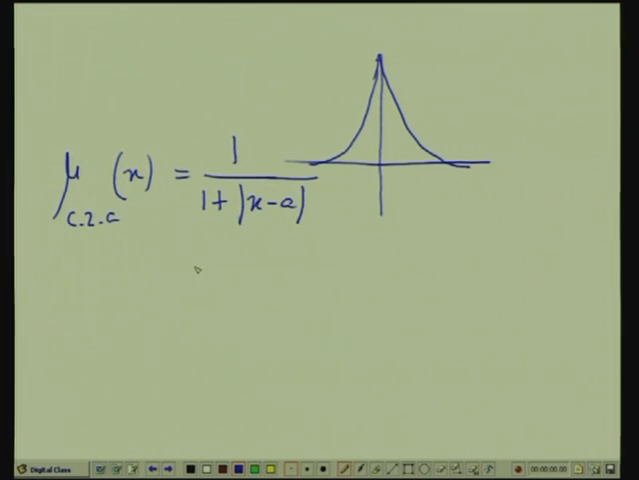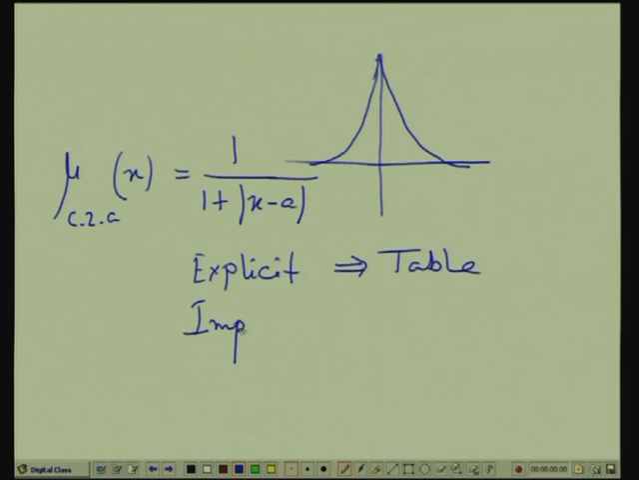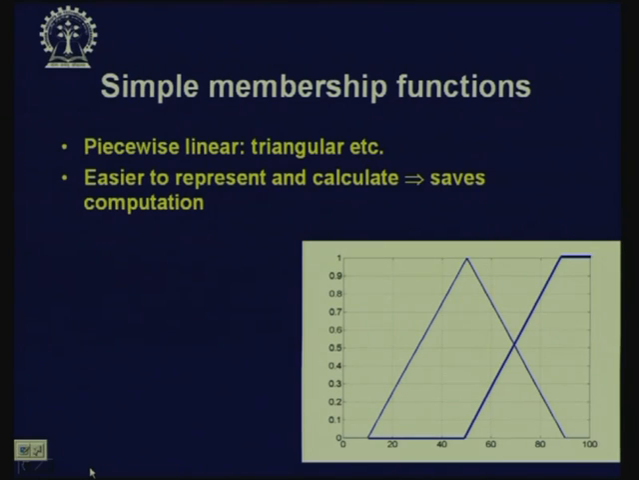So, we can have either an explicit representation of a fuzzy set which is in the form of a table data structure, or an implicit representation which is in the form of a function. These are the two possibilities of representing a fuzzy set in a computer.